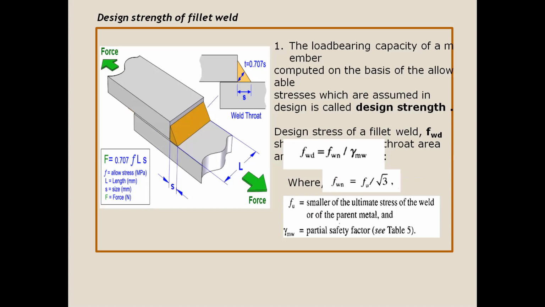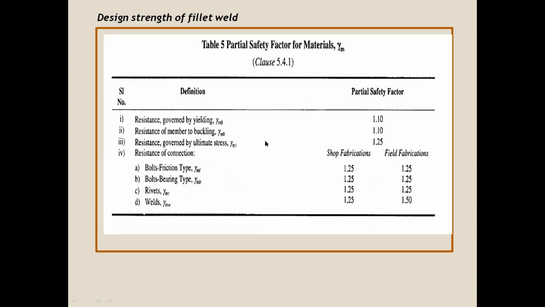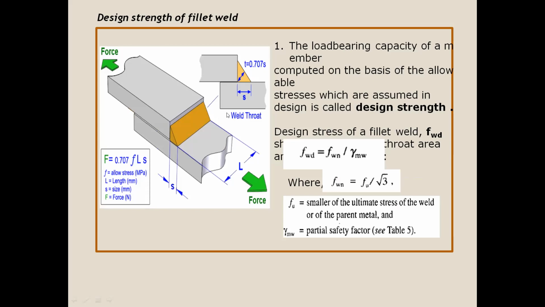This is the design strength of fillet weld. F equal to allowable stress, L equal to length, S equal to size, F equal to force. This is the diagram for applying forces. You have to take size of weld and thickness of the throat. Table 5, design strength of fillet weld, clause 5.4.1, Indian Standard 800 2007. Table 5, partial safety factor for material gamma M. We have to take this formula gamma M. See table 5.